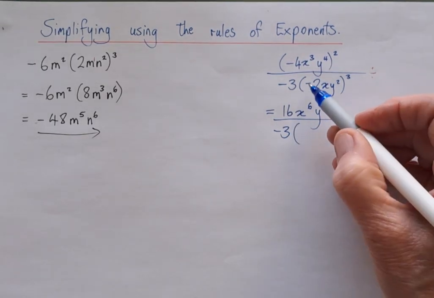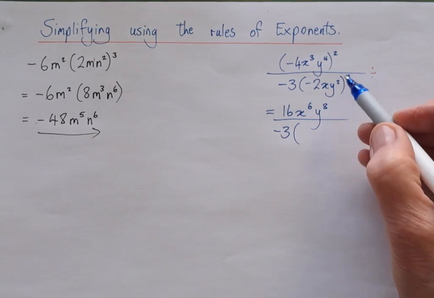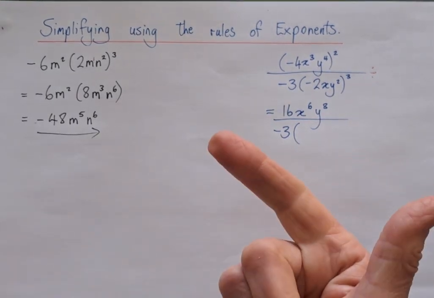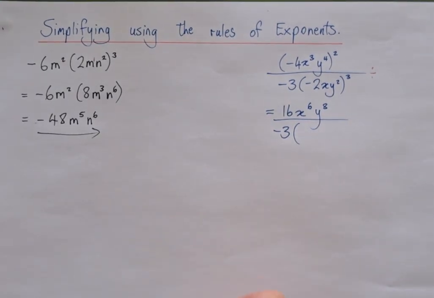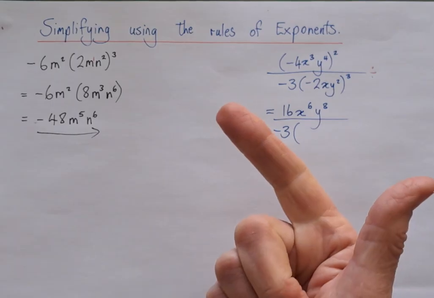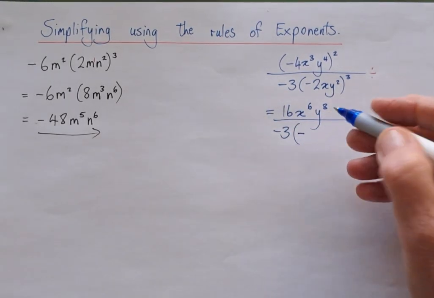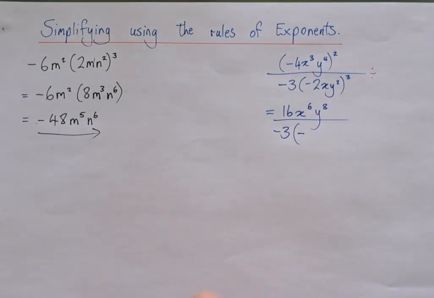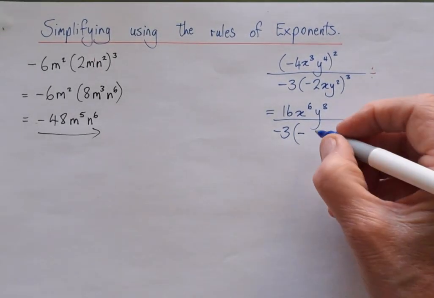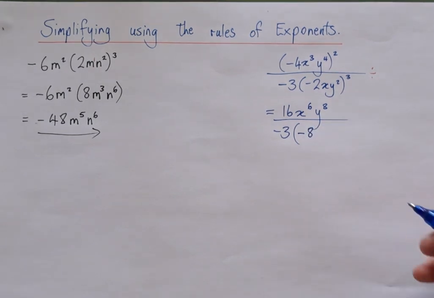So negative raised to the power of 3 means negative times negative times negative. So let's do that. Negative times negative is positive. Positive times negative is negative. 2 to the power of 3 means 2 times 2 times 2. So 2 times 2 is 4, 4 times 2 is 8. You probably know that off by heart.